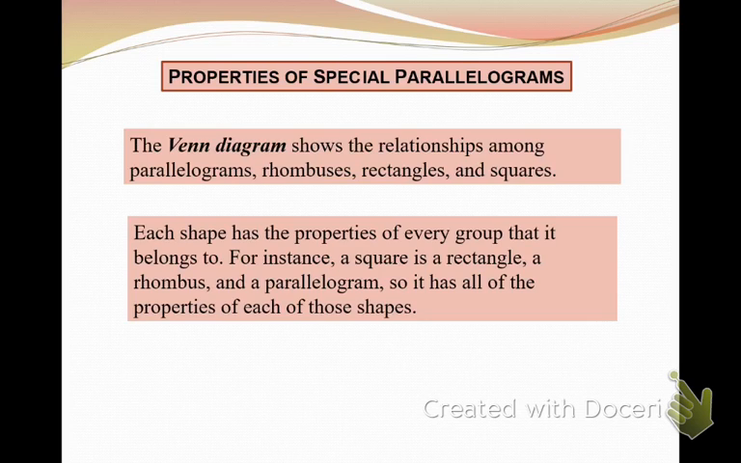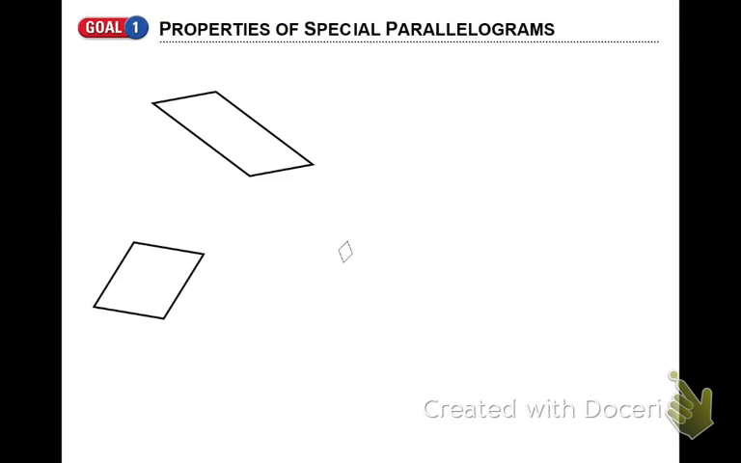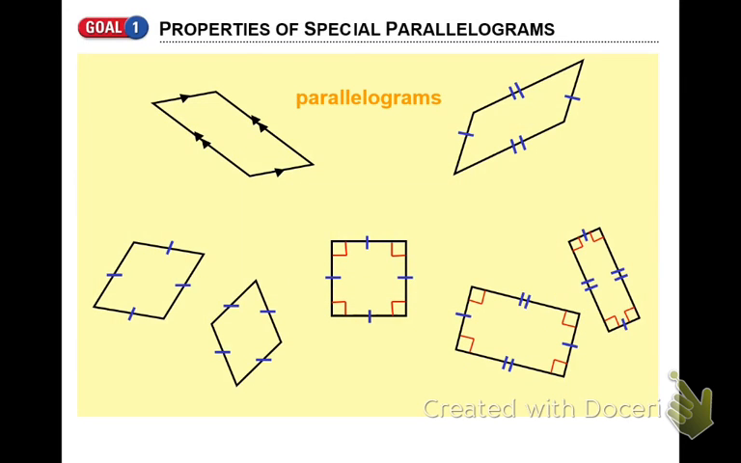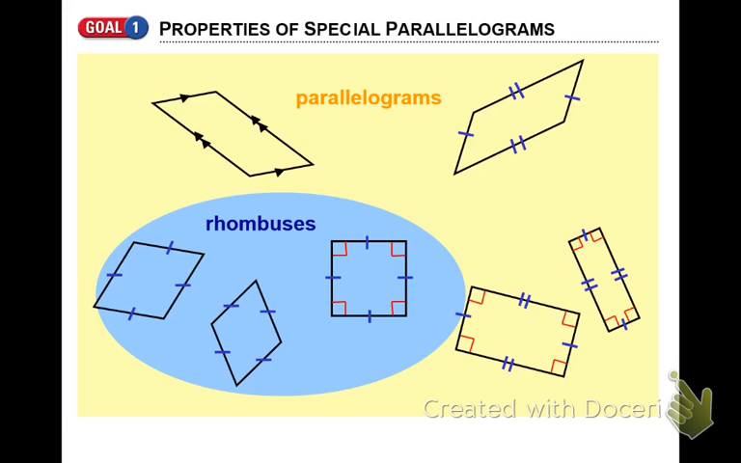Moving on. This is a Venn diagram of all of what we just said, just to kind of visually show you. All of these are parallelograms, so they all have opposite sides congruent. These are rhombuses. What makes them a rhombus? They have four congruent sides.